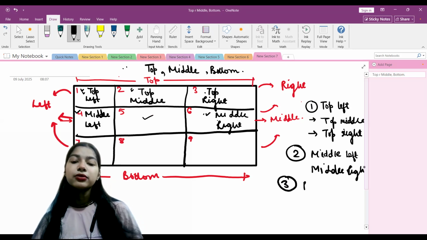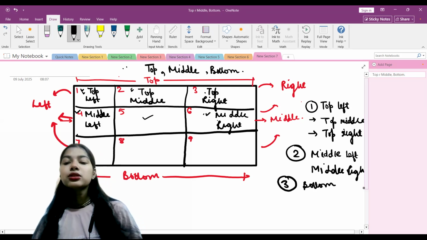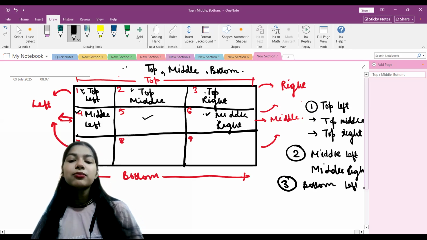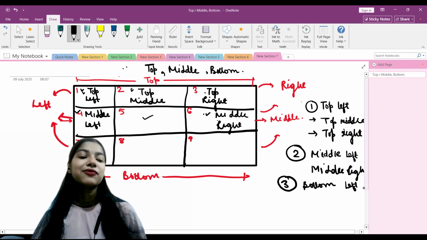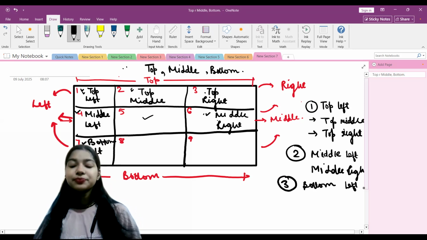Let's talk about bottom. So the bottom left, now you must know what the bottom left is. This is the bottom column and it is on the left hand side. This is bottom left. What is bottom middle?